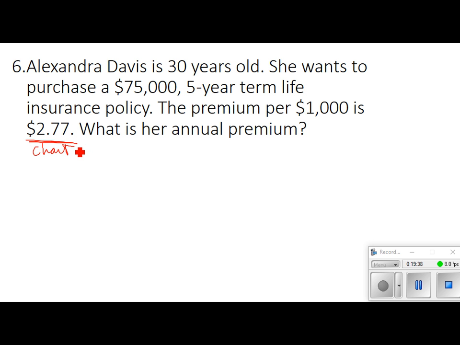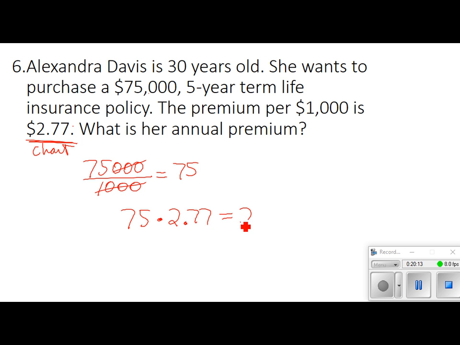All you're going to do is use the formula. You've got $75,000 here. That means we're going to take that number and divide by 1,000. That's pretty easy to do. It's just 75. So she wants 75 units. And then we take the number of units times the cost per unit. So 75 times 2.77. I grab my calculator and do that, and I end up with $207.75.